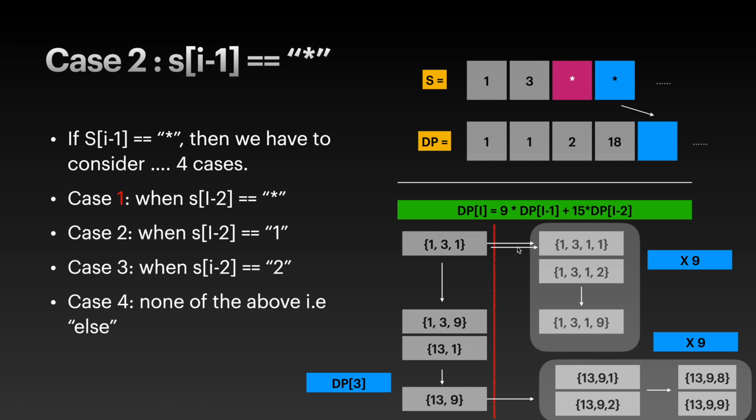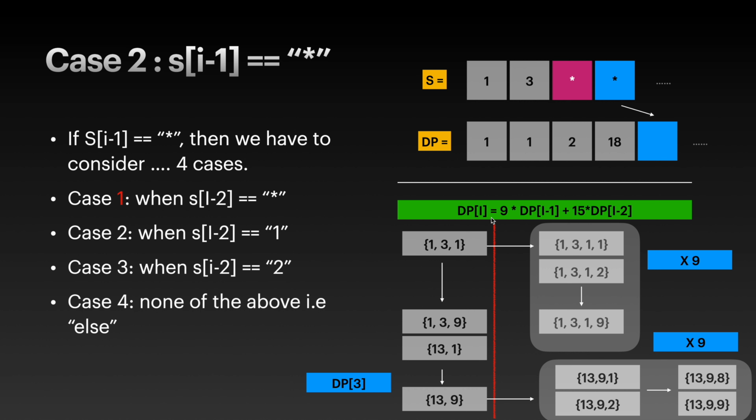And then for dp of i, we will be adding an asterisk mark, so we can have 1 through 9. So for each of these, we'll be creating 9 more cases, right? 1311, 1312, all the way to 1319. So that's why we multiply this by 9. Same for here, 13 and 9, we can write it as 13 and 9 and 1, 13 and 9 and 2, all the way to 13, 9 and 9. So we have 9 cases to consider.